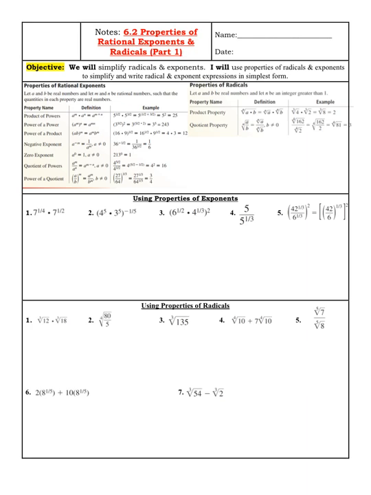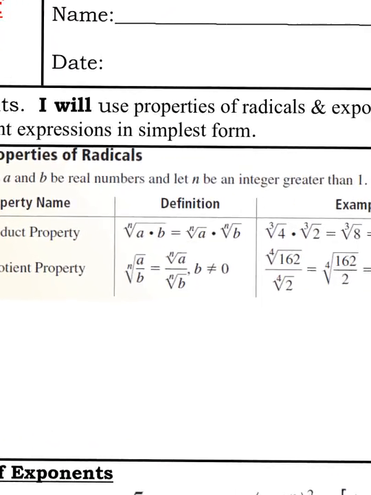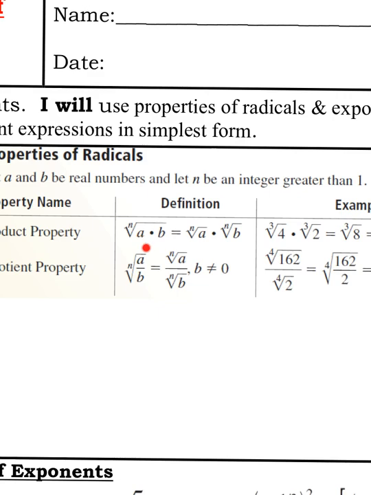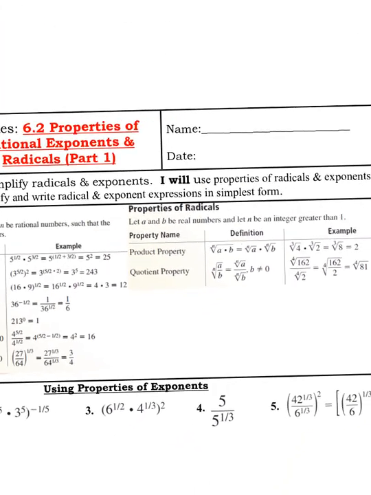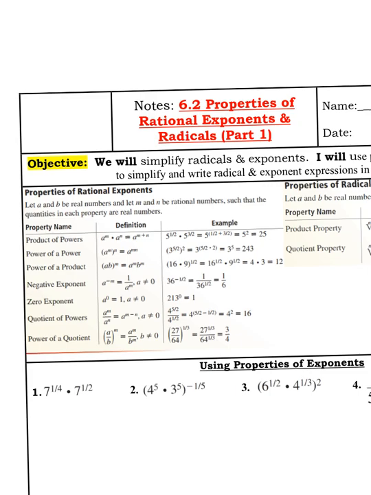So right up here at the top, I just screenshotted some stuff from your textbook, and these are all the properties of rational exponents and properties of radicals. Exponents have the powers, and the radicals have the radical, or what you might call the square root symbol. But of course, it's not always square rooting. That's why it's called the radical. So refer back to this as needed.